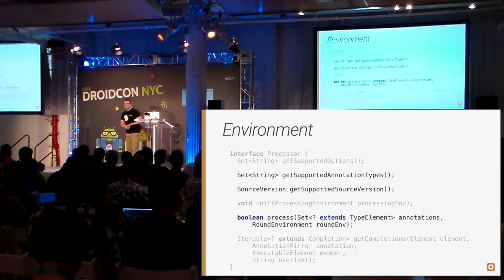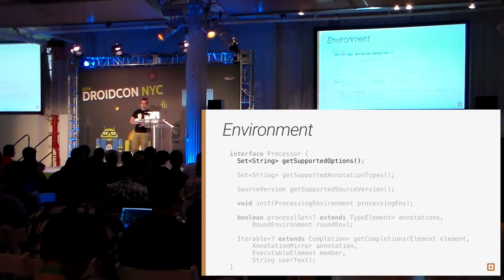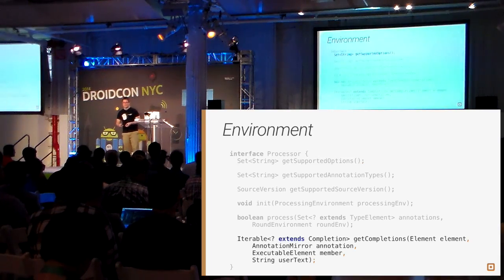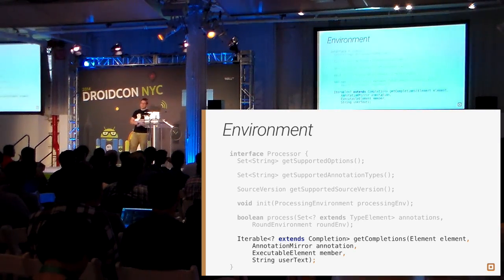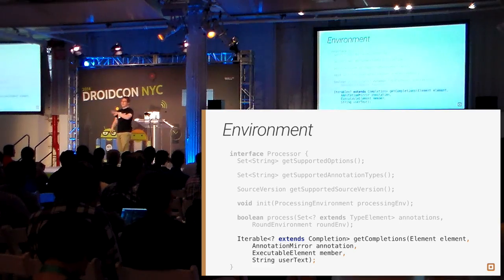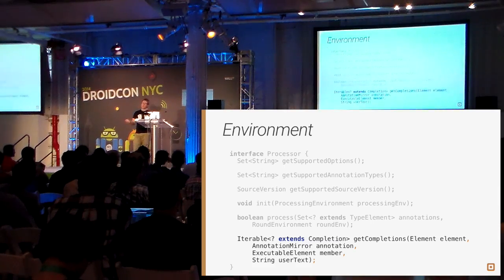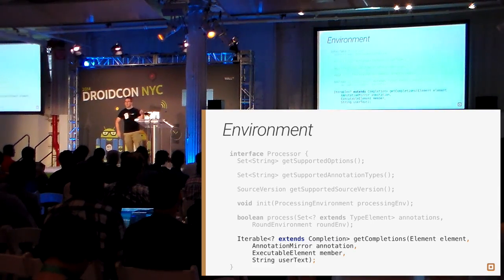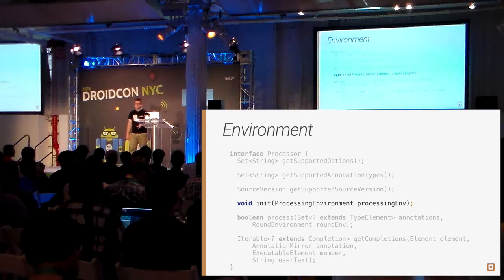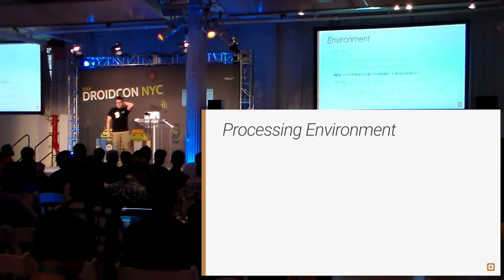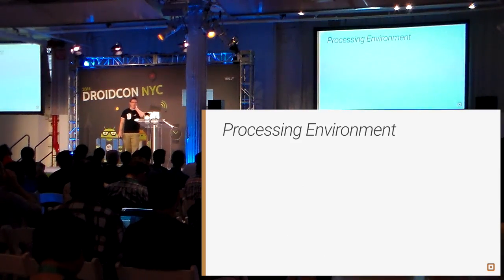So we've covered these three callbacks, why they're there and what they provide. Supported options, also in the previous APT tool, I'm not going to cover. We have this completions callback. This is a really cool feature that is way under-implemented. It allows you to provide feedback to IDE tools, so as people are typing your annotations, even if the code doesn't compile, you can give them autocomplete suggestions. But sadly, I think it's only in Eclipse and NetBeans. Finally, we have this init method, which takes in something called a processing environment. So let's take a look at what a processing environment actually is.